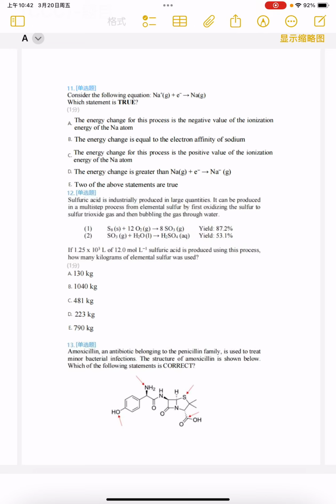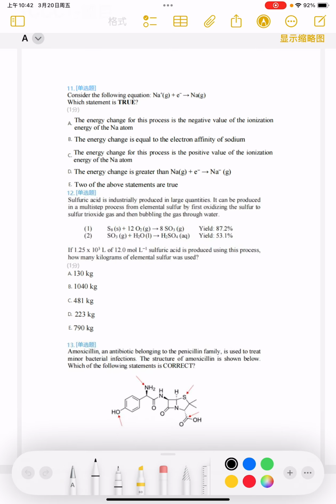Okay, so now for problem 11, consider the following equation: sodium plus an electron gives sodium minus. It asks us which statement is true. So over here, this is basically a gain of an electron, right? So this would be defined as the ionization energy because it's a negative value.